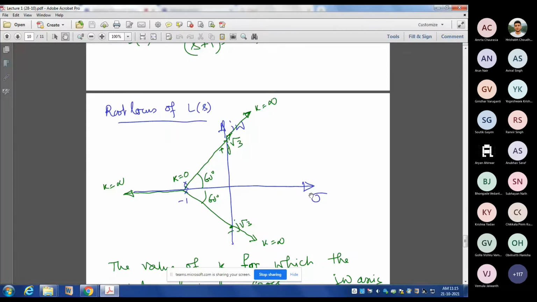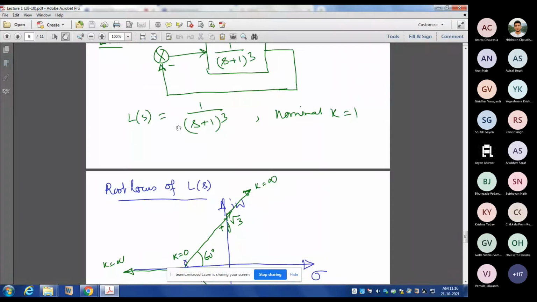This is the real axis, imaginary axis. This is 60 degree, 60 degree. This is minus 1, and this is infinity. So this will be the part of the root locus, and as this angle is 60 degree, this is 1, so this magnitude will be root 3. That's why plus j root 3, minus j root 3 every time. So this is a typical system for which you can draw the root locus exactly and directly.